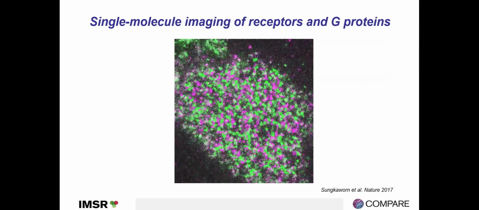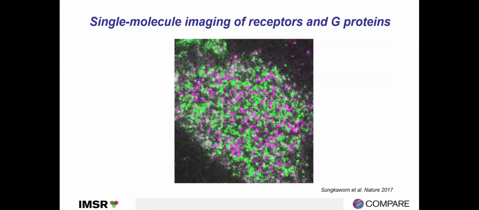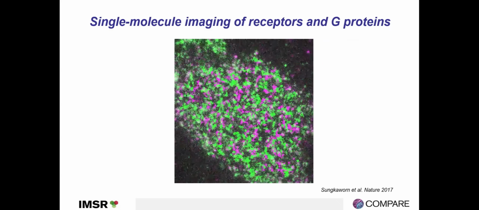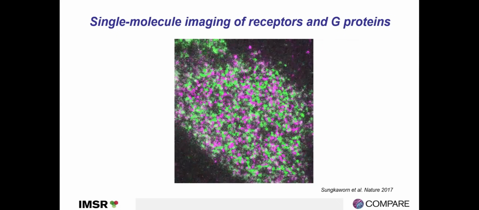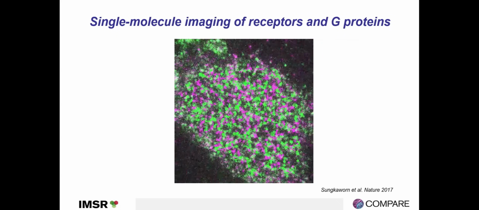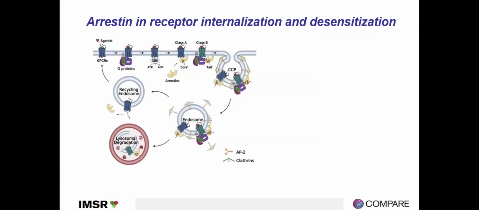So basically what you see here in green, each trajectory is a receptor, in magenta each trajectory is a G-protein, and we can really follow individual receptors and G-proteins as they diffuse and interact on the surface of a living cell with very high spatial and temporal resolution. So that's published.